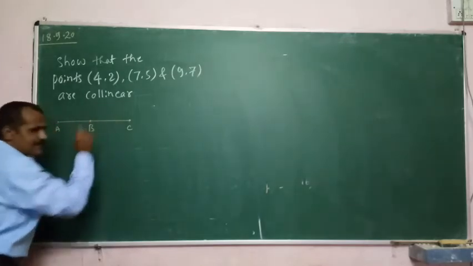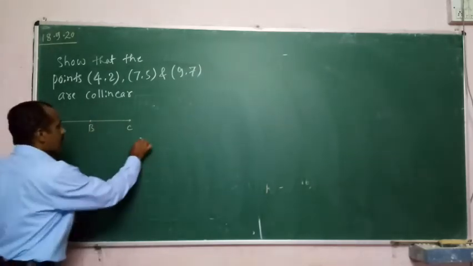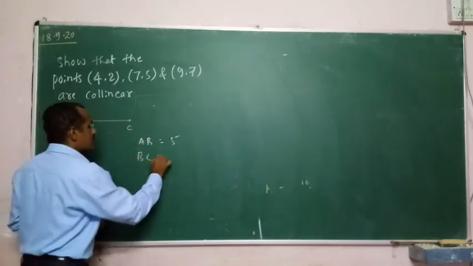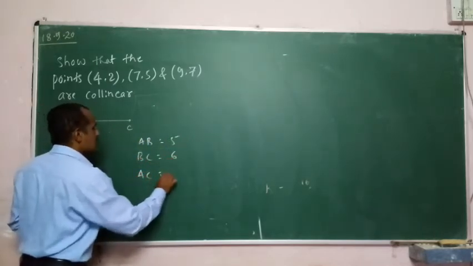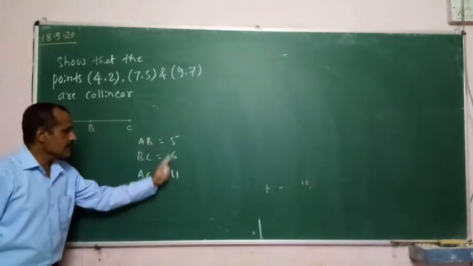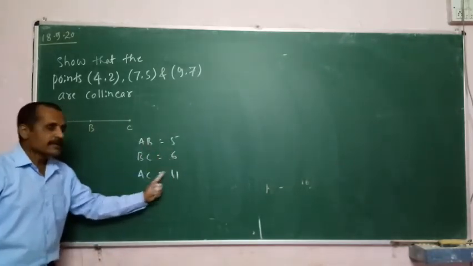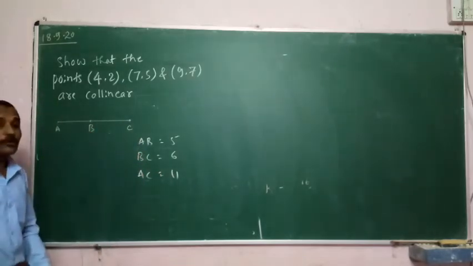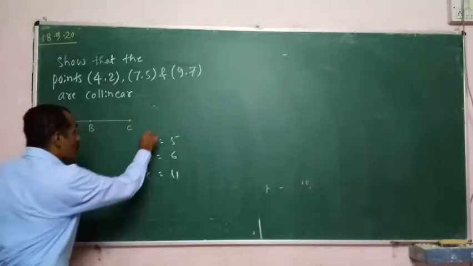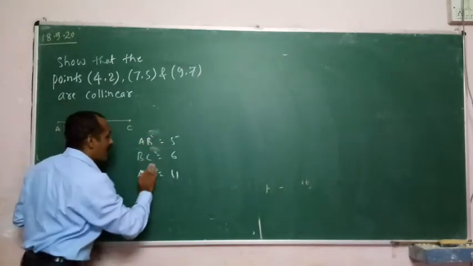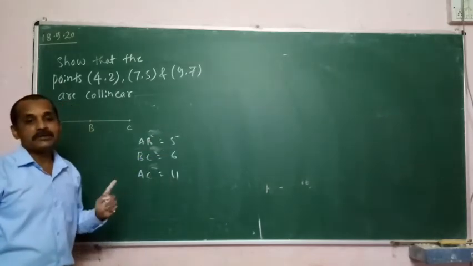If AB plus BC is equal to AC, or adding any two gives the third side, then they are collinear. For example, AB is equal to 5, BC is equal to 6, AC is equal to 11. See, 5 plus 6 is equal to 11. That means AB plus BC is equal to AC, so the points are collinear. No need to square it. If you square, it will be a right angle triangle. If you remove the square, it will be collinear.